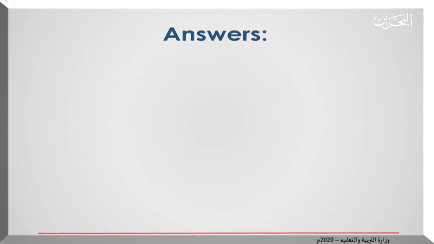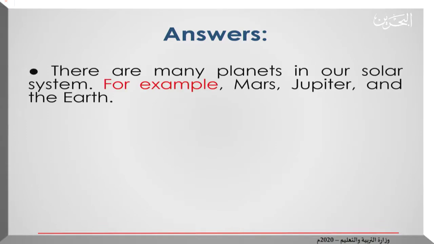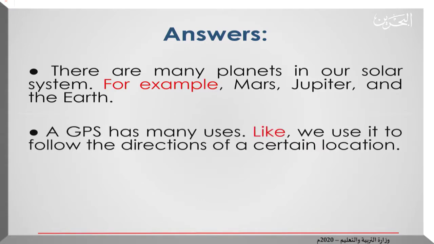So, here are the answers. Let's see. The first one is, there are many planets in our solar system, for example, Mars, Jupiter, and the Earth. Second one, a GPS has many uses, like we use it to follow the directions of a certain location. This is one of the uses of the GPS. You mentioned it by using the expression like to emphasize an example.